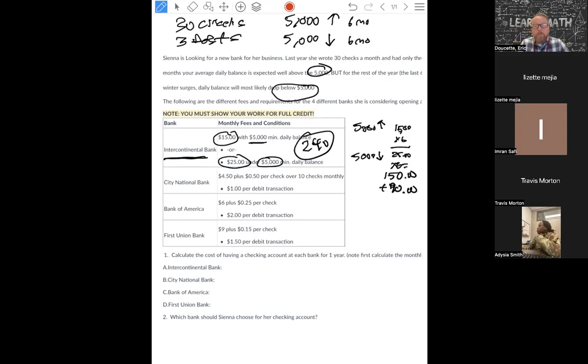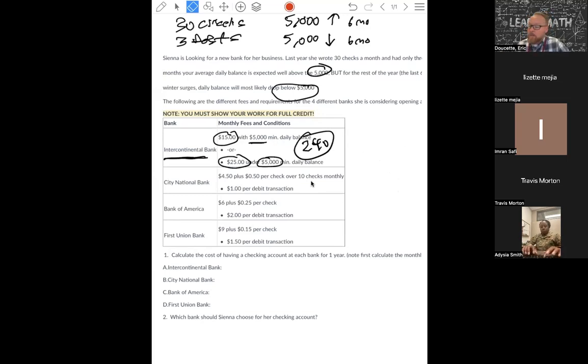All right. Okay. So far, so good. So let me go ahead and erase that math because I've got to move on to the next problem. So Intercontinental Bank's going to charge her $240 a year for her banking. But the next bank, their particular costs are, they charge you $4.50 a month plus 50 cents for every check over 10.